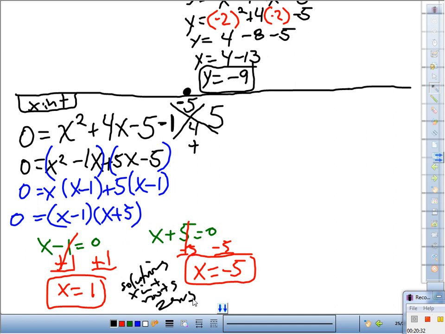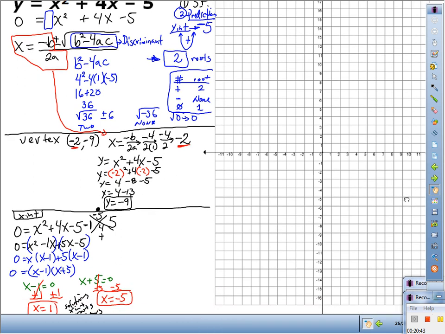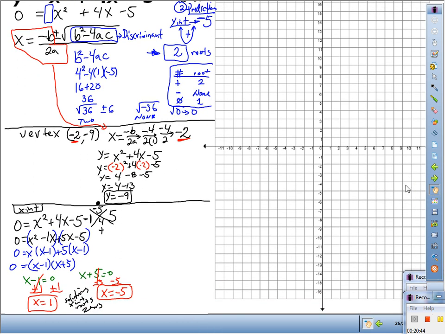Let's see all the process so far. Let me zoom out. Look at that. Nice. All right, so now we have our information to start graphing.